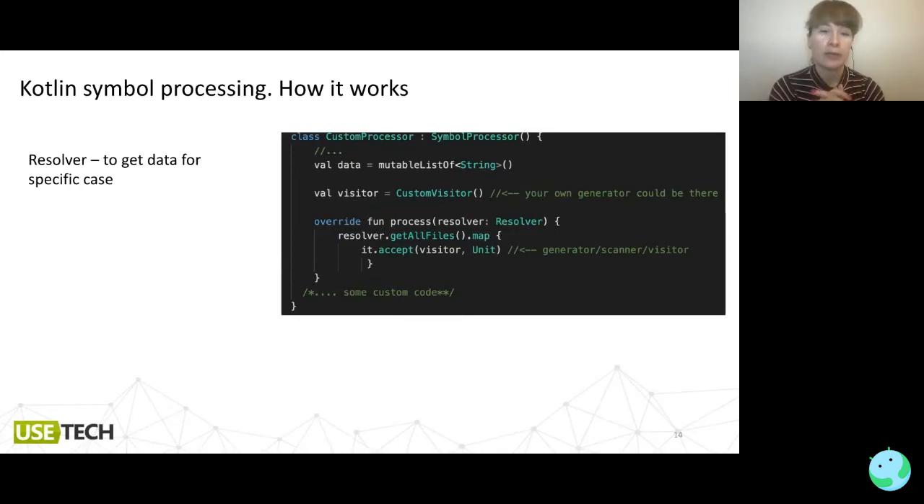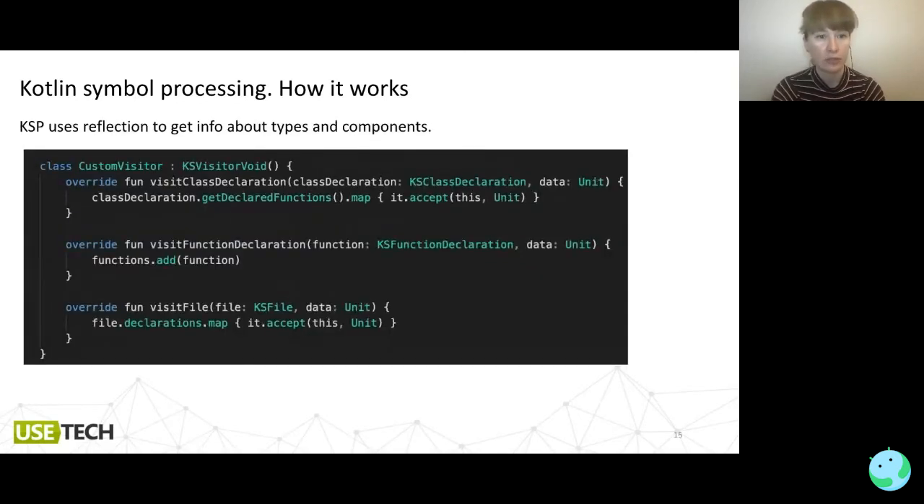When we implement our custom symbol processor, we can find that there are several possibilities for analyzing our code for the next purposes. For example, we can use our own generators, or we can specify a custom visitor that will implement KSVisitorVoid or an abstract class, and there are several functions that we can use when we use our visitor.